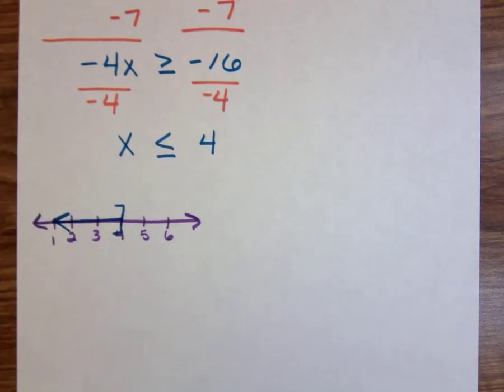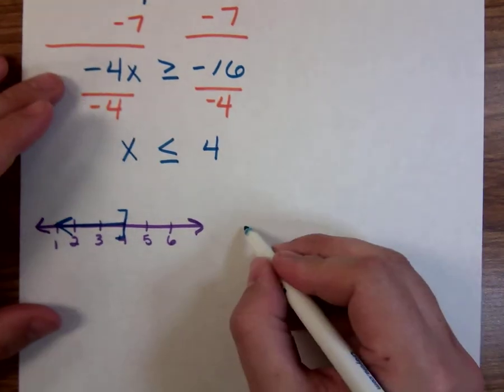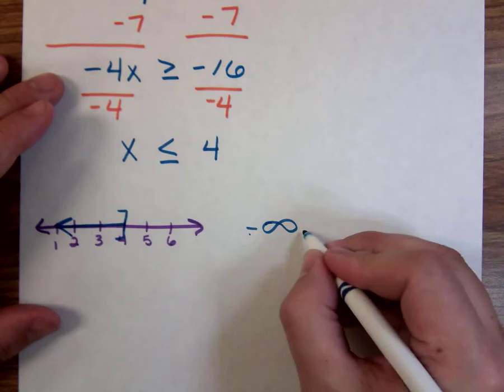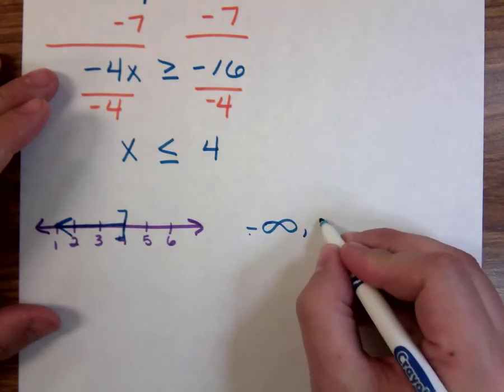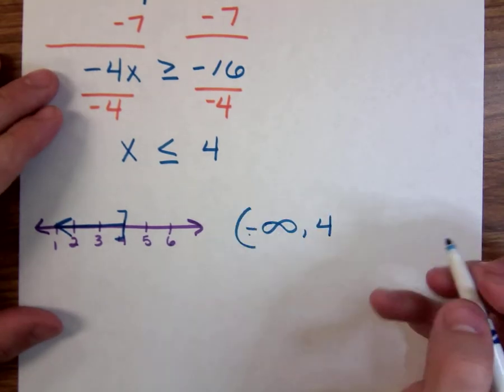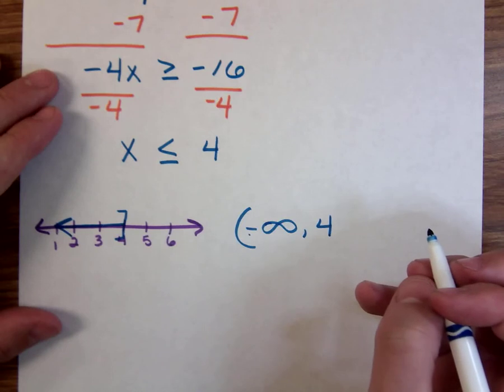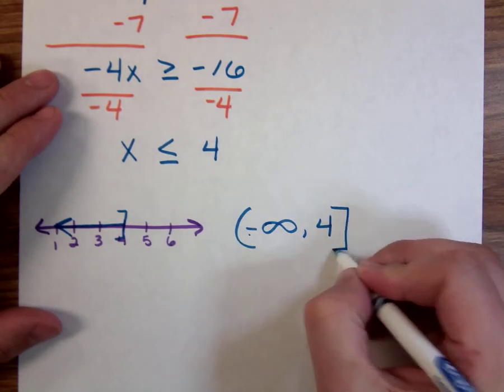So what would it look like in interval notation? The lowest number is -infinity, and the highest number is 4. Always a parenthesis on -infinity. Bracket on 4.